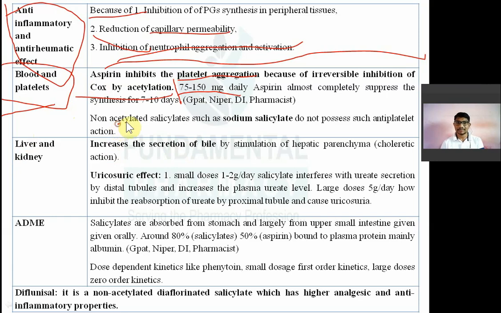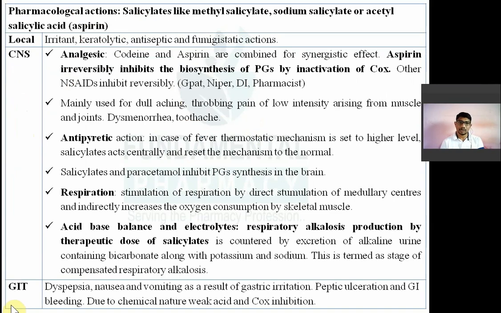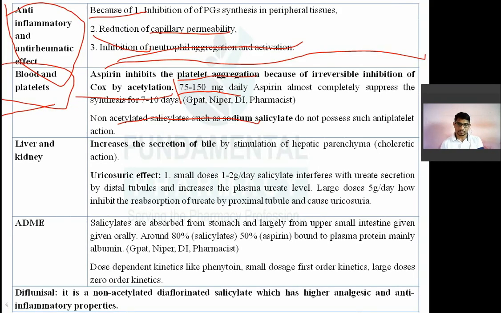Non-acetylated salicylate, for example sodium salicylate, will not have such an action. Sodium salicylate will not have this antiplatelet action, only acetylated derivatives like aspirin. Aspirin is nothing but acetyl salicylic acid. Sodium salicylate or methyl salicylate will not have antiplatelet action. Only acetyl salicylic acid, that is aspirin, will have antiplatelet action. Remember this.